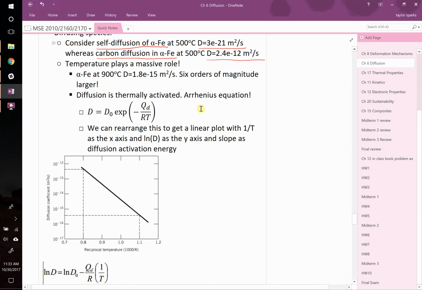Another thing that matters is temperature. We've already said that this is a thermally activated process. We know the equation looks like this, that D, our diffusion coefficient, is equal to D naught, the pre-exponential value, times the exponential of the negative activation energy over RT, or kT is really better there. So again, if this is given on a per atom basis, then this should actually be kBT.